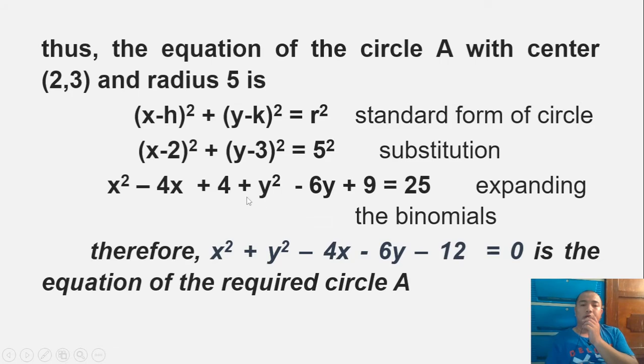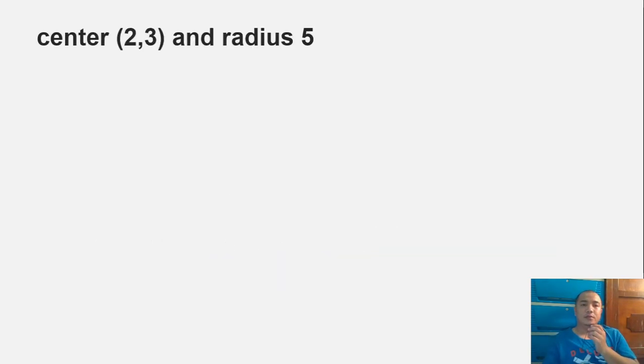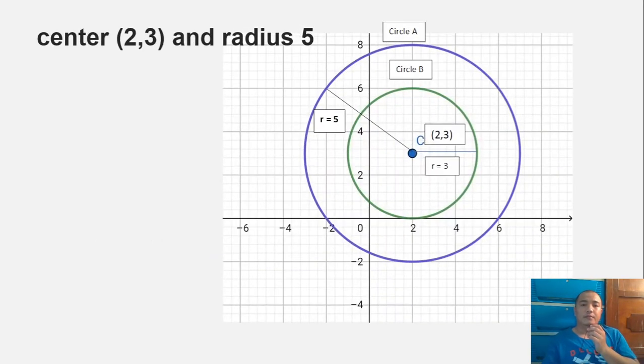Next, x squared and y squared to be followed by minus 4x, to be followed by minus 6y, then add the constants. 4 plus 9, 13 minus 25, negative 12 equals 0. So the equation of circle A is x squared plus y squared minus 4x minus 6y minus 12 equals 0. Yan. So the center is 2, 3, radius is 5.